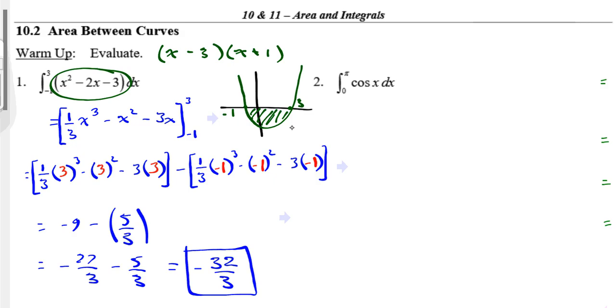Well, it's not a negative area. It's actually more just telling us it's below.